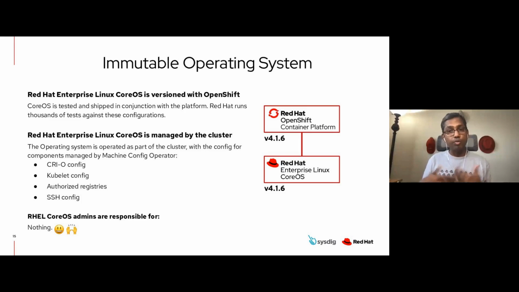So when the OpenShift platform gets upgraded, RHEL CoreOS gets upgraded. That's why you see that RHEL CoreOS and OpenShift versioning is paired, so that when you upgrade OpenShift, RHEL CoreOS gets upgraded as part of that. So it's a good thing to have, and when you run those control plane and worker node entities, RHEL CoreOS is deployed on all of them. That's the default way of RHEL CoreOS getting deployed for the OpenShift container platform.